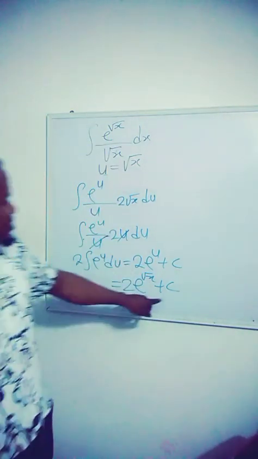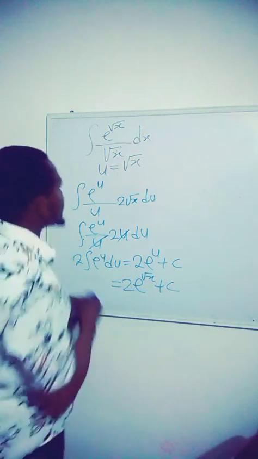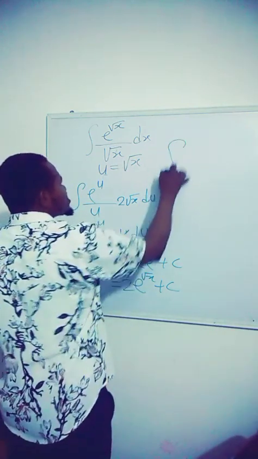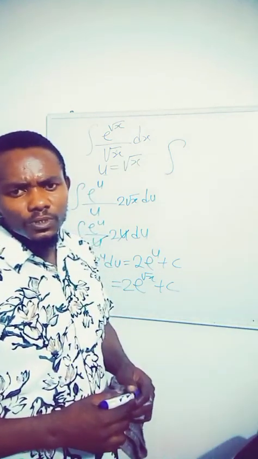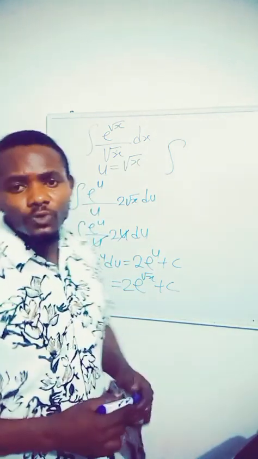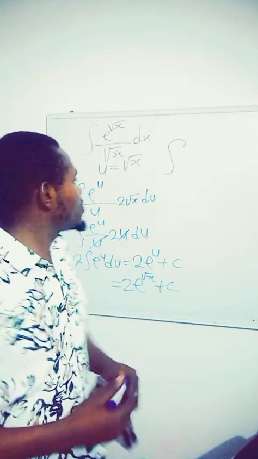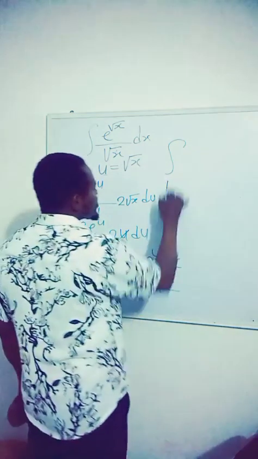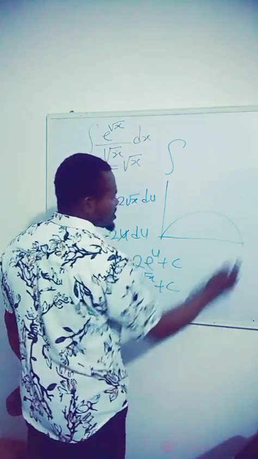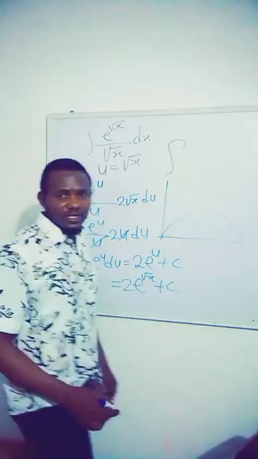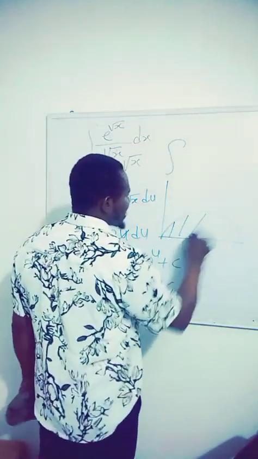C is the constant of integration. Now look at something. Whenever you integrate, we were supposed to know, that is why I want to explain now, integration is the area under a graph.